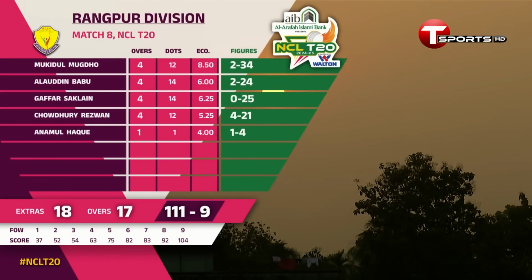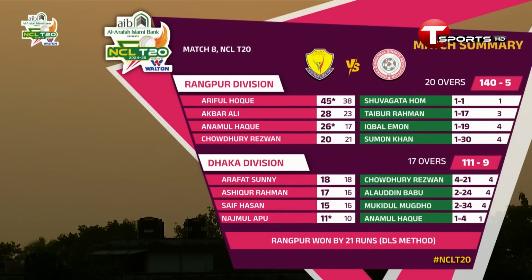Brilliant from Alauddin Babu once again. Picked up 2 wickets for 24 runs. Mukidul Mugdho picked up 2 wickets for 34 runs. So all the performers from yesterday came good once again with the ball in hand for Rangpur Division. Anamul Haq also picked up a wicket for 4 runs from the only over he bowled. So that's the match summary for you.